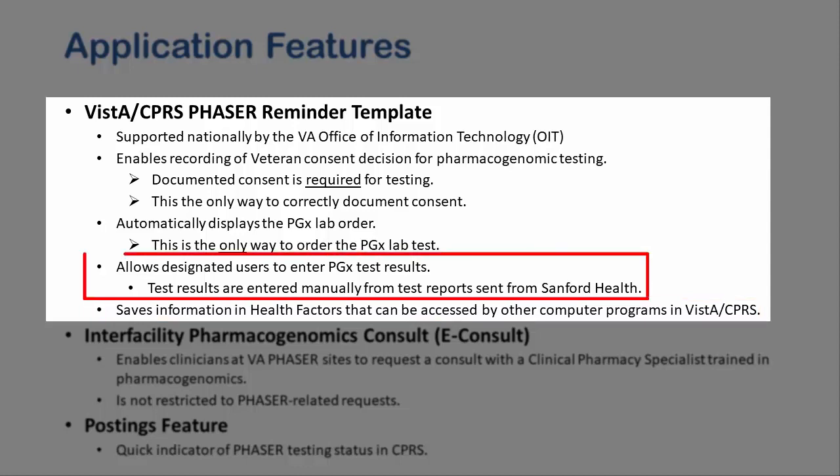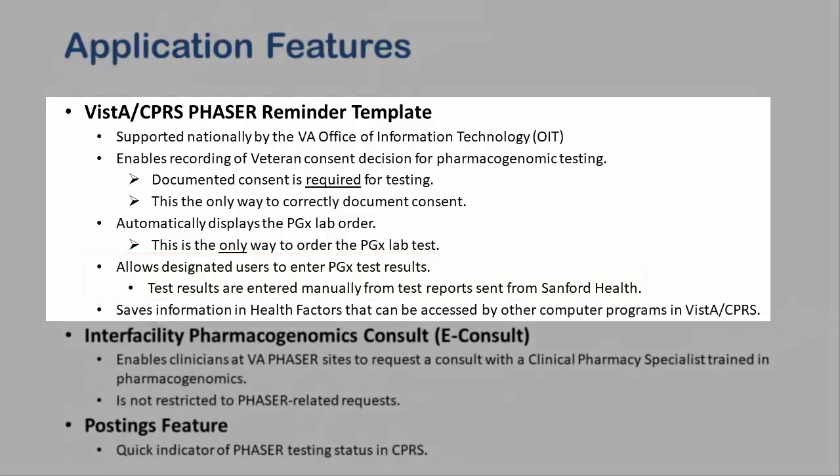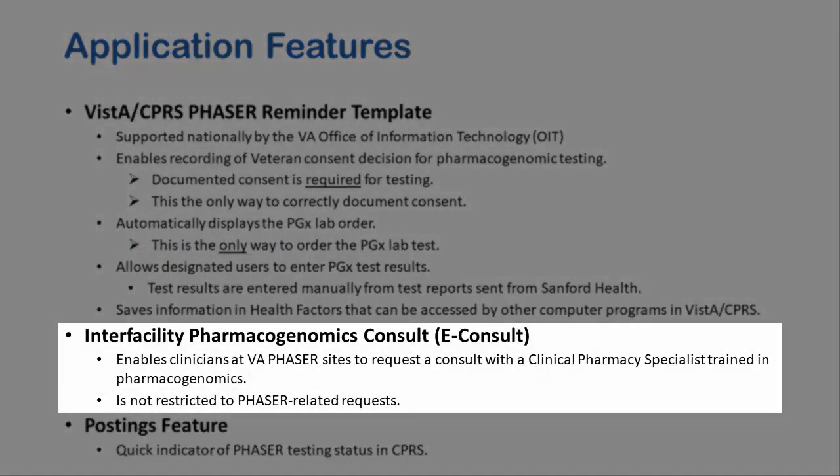The PHASER reminder template is also how PHASER test results are entered. That's covered in more detail in the fourth video of this series. The second feature is an interfacility pharmacogenomics consult, or e-consult, that enables clinicians at any PHASER location to request a consultation with a clinical pharmacy specialist trained in pharmacogenomics. The consult is not restricted to PHASER and can be for anything that involves pharmacogenomics.